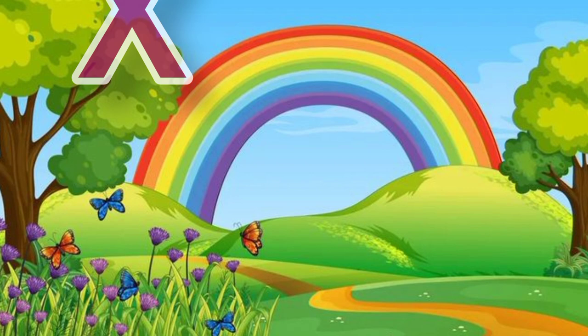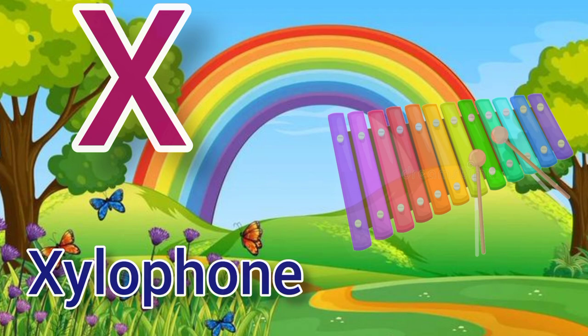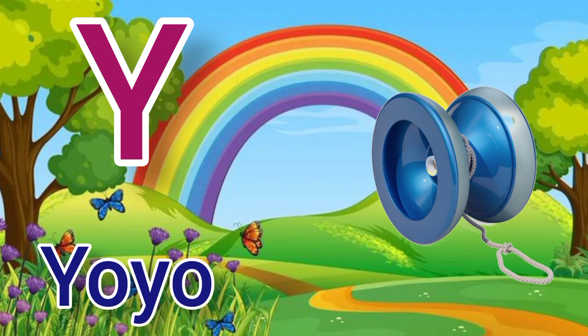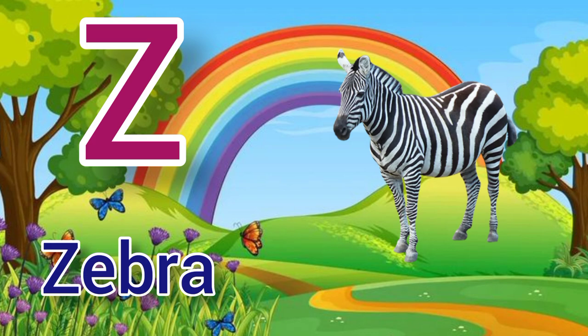X. X for xylophone. Xylophone means xylophone. Y. Y for yo-yo. Yo-yo means yo-yo. Z. Z for zebra. Zebra means chittidar ghoda.